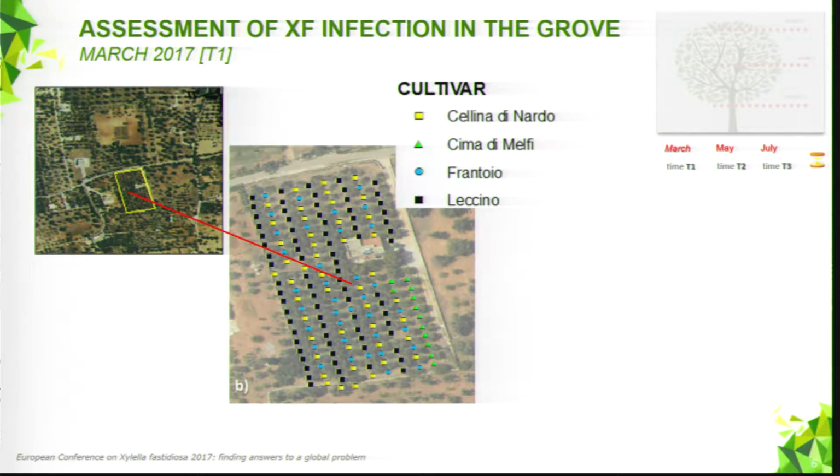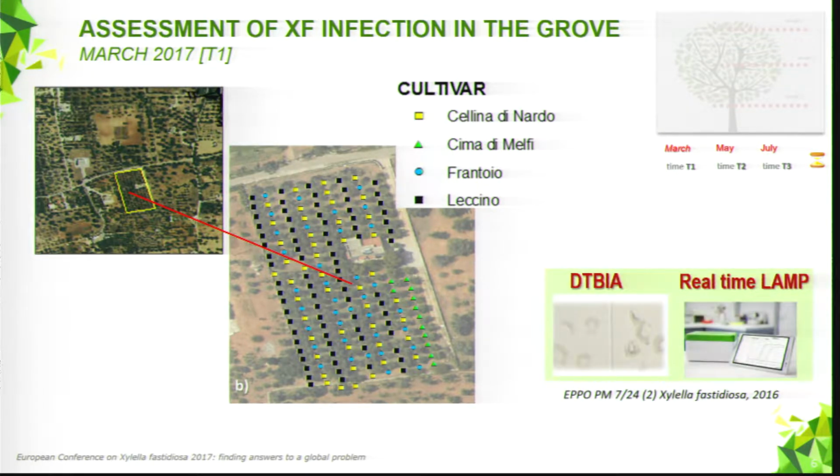we have different colors for different cultivars. The detection was made by using the direct tissue blot immunoassay, which is a serological method, included with real-time LAMP in the EPPO phytosanitary measure protocol for Xylella, and the negatives by DTBIA were processed by real-time LAMP as a molecular detection.